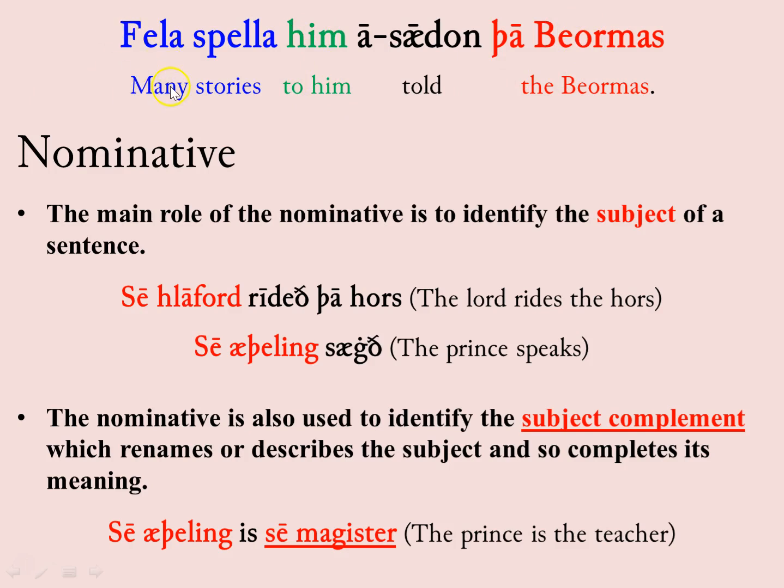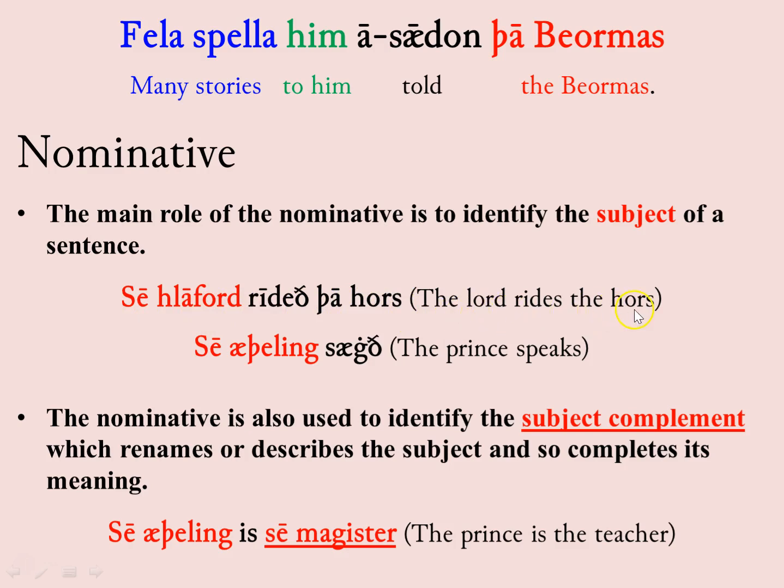So Tharbermas, which were a people at the time, and so they are the subject, and they're telling him here many stories. All right, so let's have a look now at the nominative. Now, the main role of the nominative is to identify the subject of a sentence, and so we have say halavord rideth the horse.